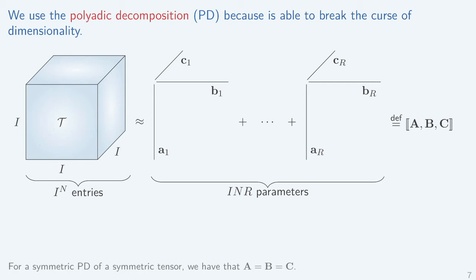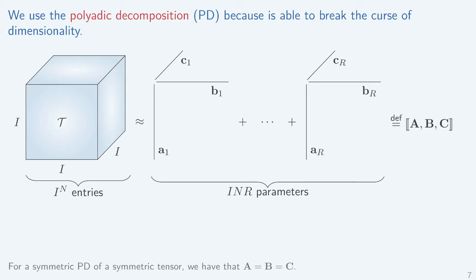Another advantage of using tensors is the fact that it allows us to use tensor decompositions. Tensor decompositions are powerful tools from multilinear algebra, and they are the tensor equivalent of matrix decompositions, such as the singular value decomposition. In this work, we use the polyadic decomposition, since it has the ability to break the curse of dimensionality.